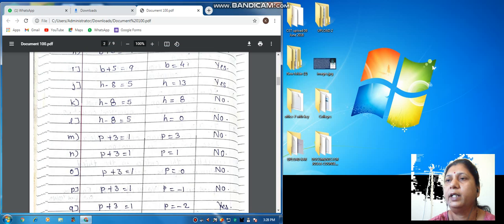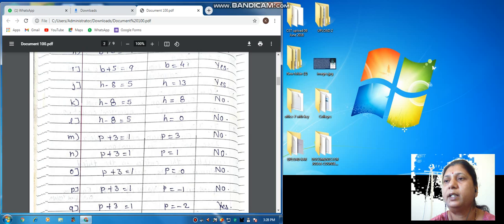Yes, h minus 8 is equal to 5, h is equal to 8. Now if we put the value of h as 8, then we get 8 minus 8 is equal to 5. So 8 minus 8 is 0. 0 and 5 are not equal, so it is no.